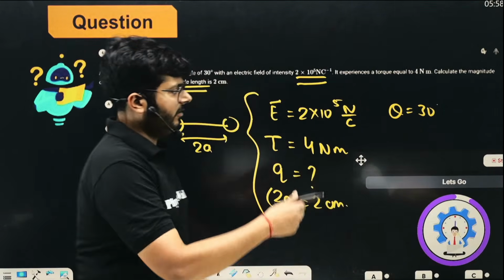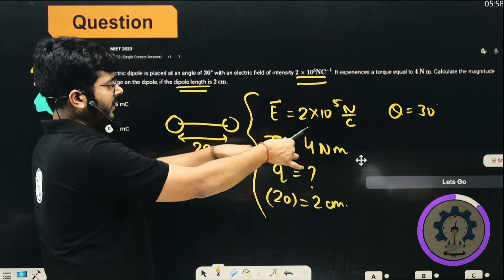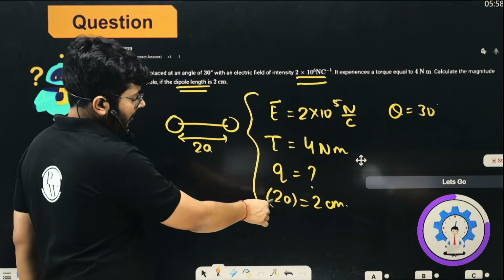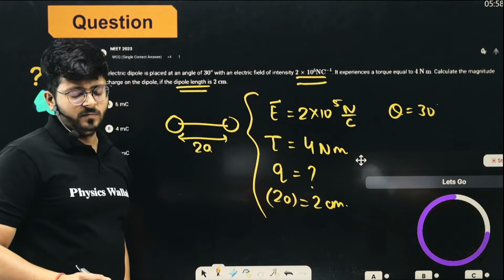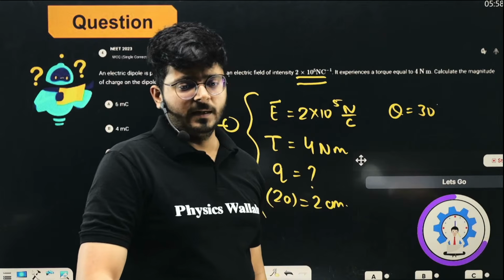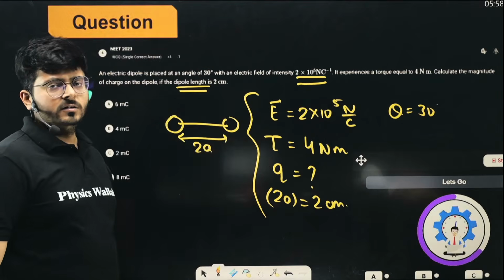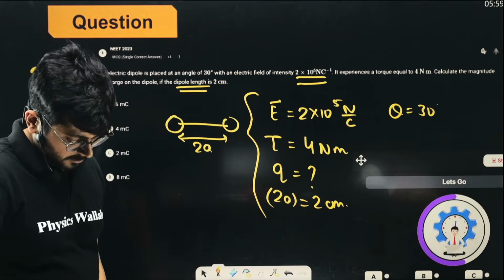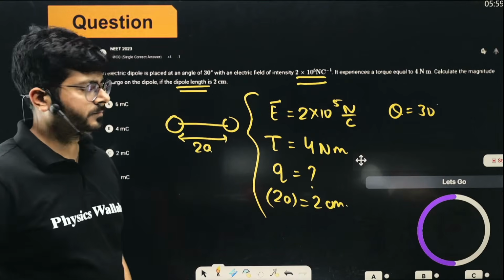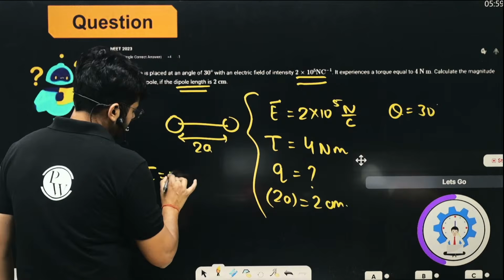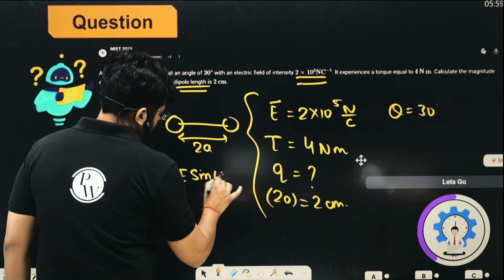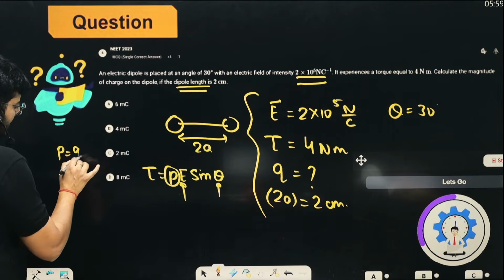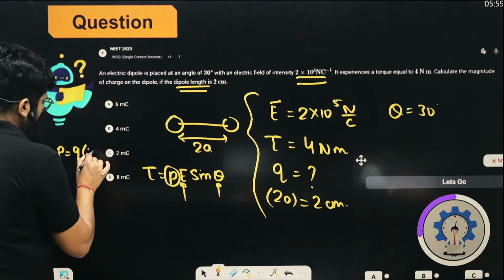Everything is given. The electric dipole is placed at an angle of 30 degrees in the field of intensity 2 into 10 to the power 5. The torque acting on it is 4 Newton meter and the length of the dipole is 2 centimeter. What is the concept? Torque is simply PE sine theta. The electric field is given, theta is given. What will be the dipole moment? Dipole moment is charge into the length of the dipole, 2a.